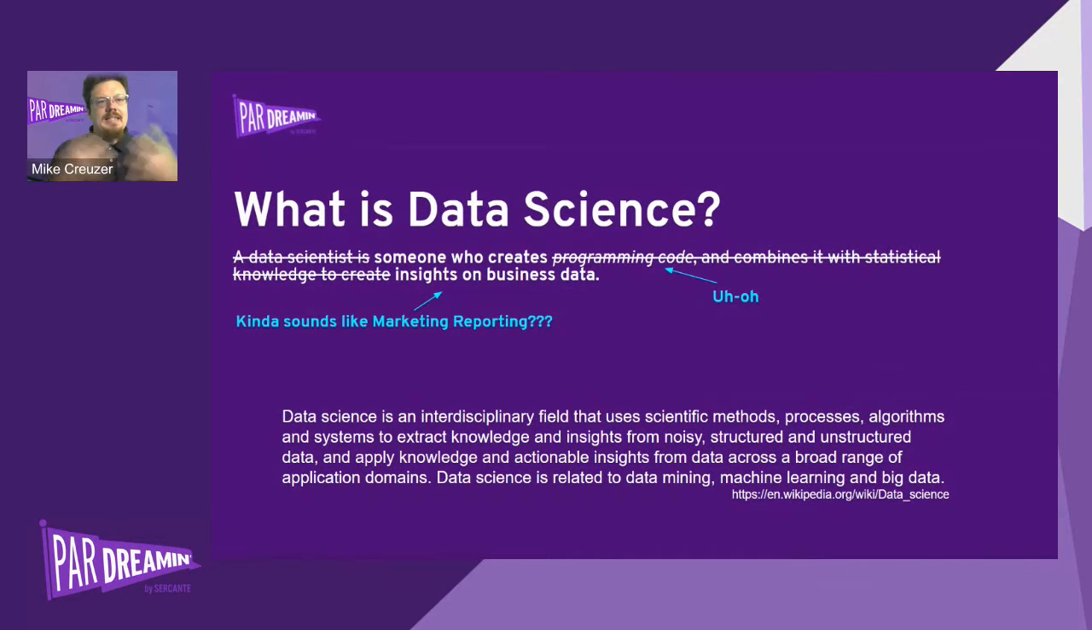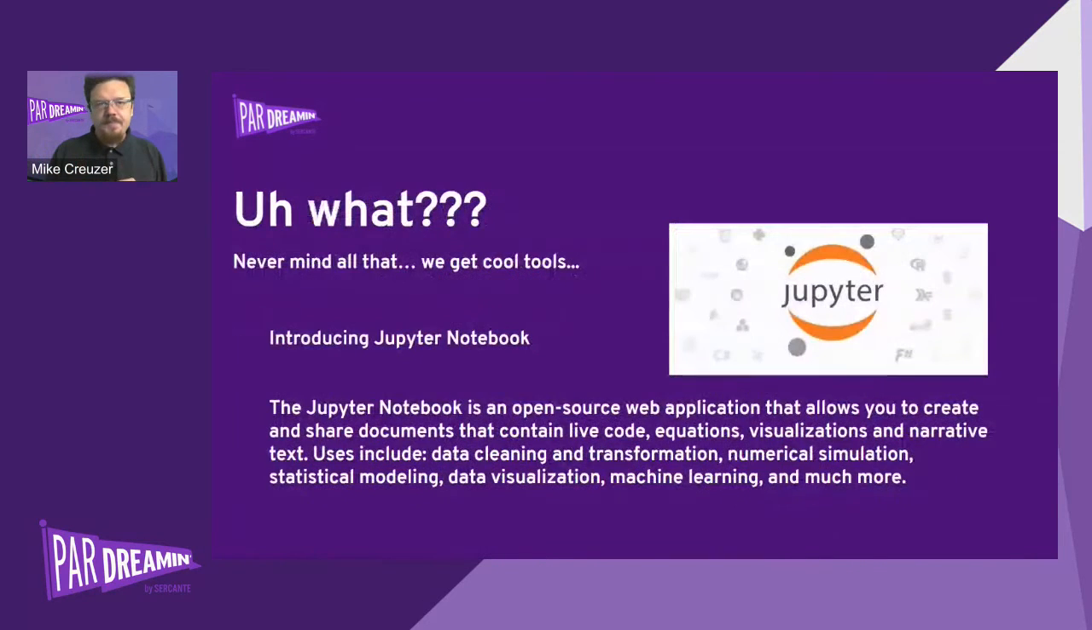A data scientist is someone who creates programming code and combines it with statistical knowledge to create insights on business data. Too many words. Someone who creates insights on business data. That sounds like a marketer, doesn't it? Marketing reporting? Yeah. We've got that scary thing, programming code. Ooh, scary. It's okay. I don't care about a lot of that. You know, data science is a big topic. I'm not a data scientist.